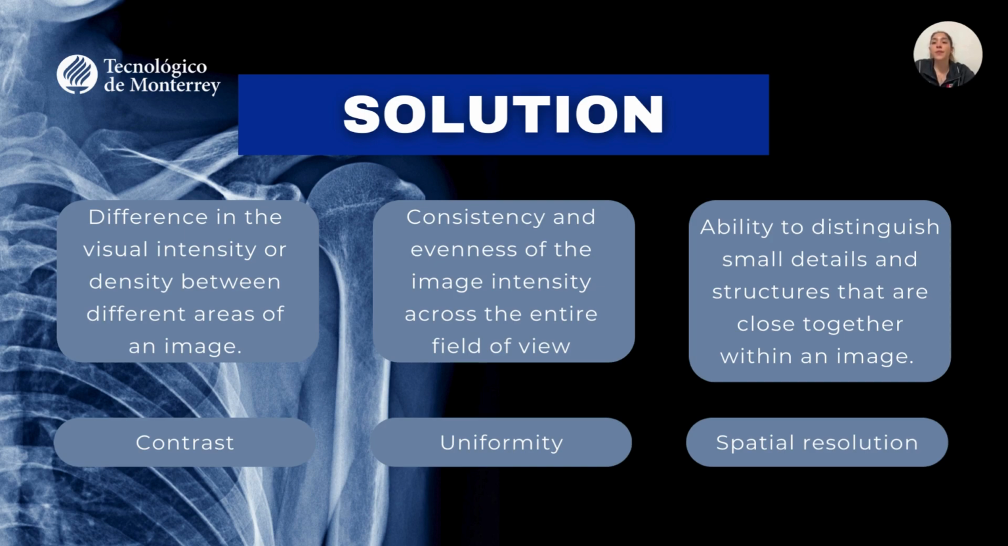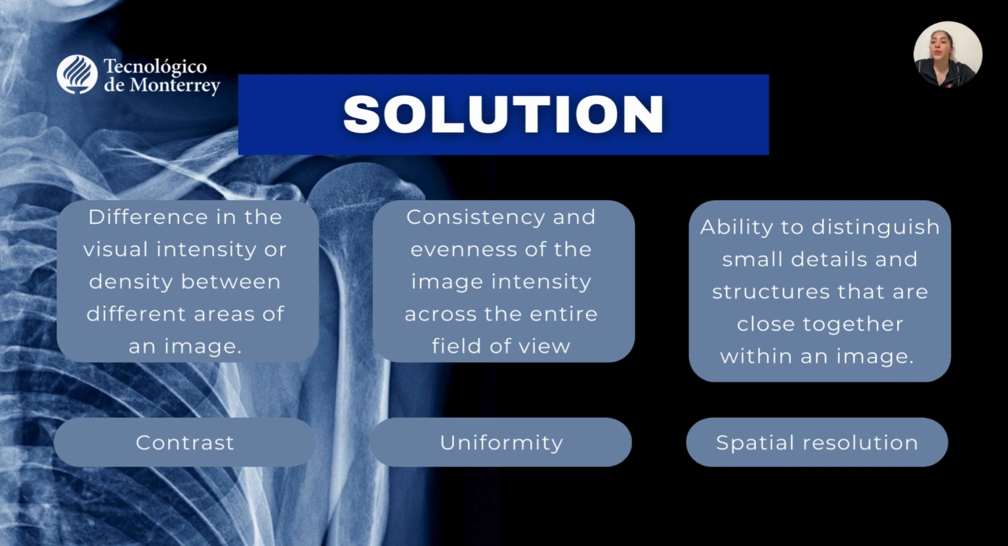It is essential for distinguishing between various tissues, structures, and abnormalities within the body. When talking about uniformity, we mean the consistency and evenness of image intensity across the entire field of view. An image with high uniformity has a consistent signal or brightness, without significant variation or artifacts, ensuring that all parts of the image are accurately represented.